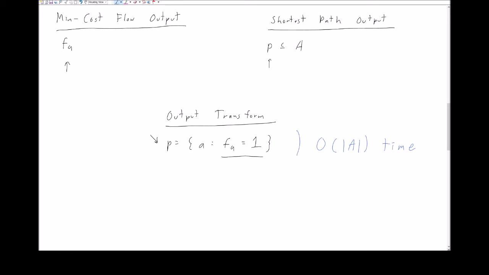Just like before, we should be interested in how long this output transformation is going to take. This is again an algorithm. In this case, the algorithm runs again in order the number of arcs time. This is because we have to look at every arc, identify what its flow value is in the min-cost flow problem, and then either put it into the set P or exclude it from the set P accordingly.